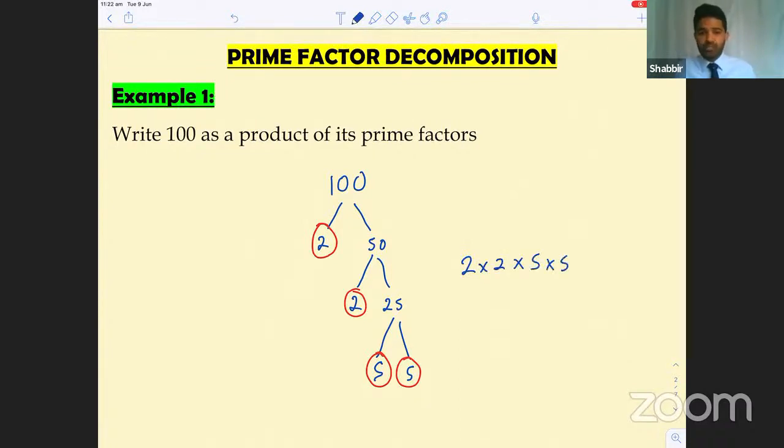And what we tend to do is put those in order. Okay, put those in kind of size order from smallest to biggest. And that is how we write a number as a product of its primes.